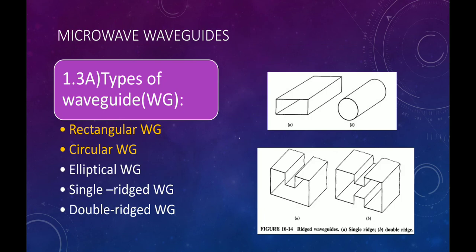Now what are the types of the waveguide? There are different types of waveguides: rectangular waveguide, circular waveguide, elliptical waveguide, single ridged waveguide, double ridged waveguide. Out of this we have to study the rectangular and the circular waveguide at a diploma level.